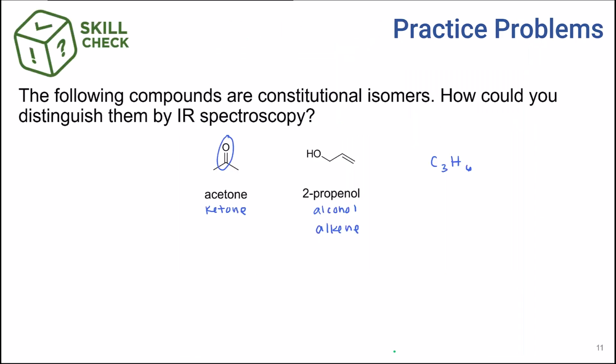So for the ketone, we might see a peak around 1715 wave numbers. And for the alcohol, we'll see that broad stretch around 3400. And for the CH of the alkene, we're going to see a stretch around 3020. So that's how we would differentiate these two compounds.